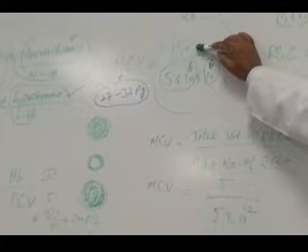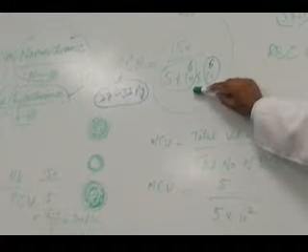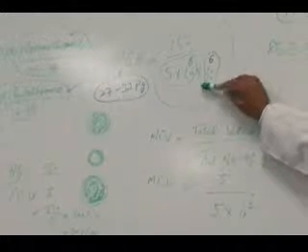Total hemoglobin in 1 liter of blood. This is the total number of red cells in 1 liter of blood. If we divide this hemoglobin by this number, this will be the hemoglobin in one cell. Clear?